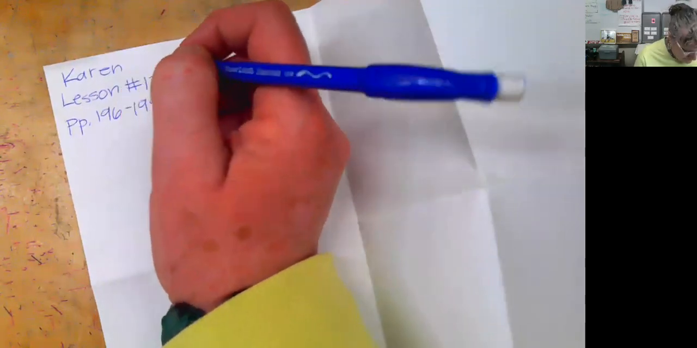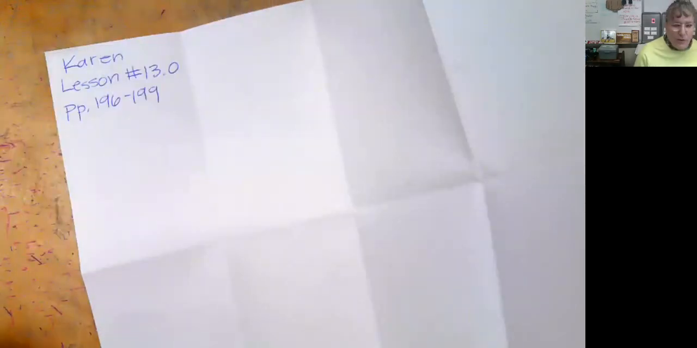And so I'm going to write my name on my paper. And this is lesson number 13.0. And we're going to be doing pages 196 to 199. All right. So let's take a quick look over here.